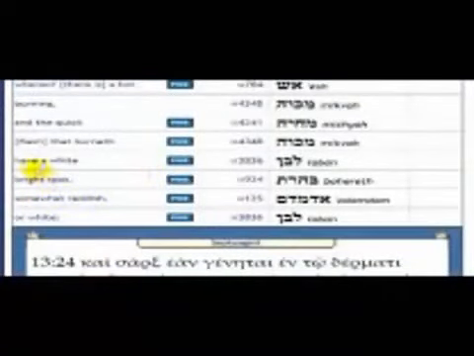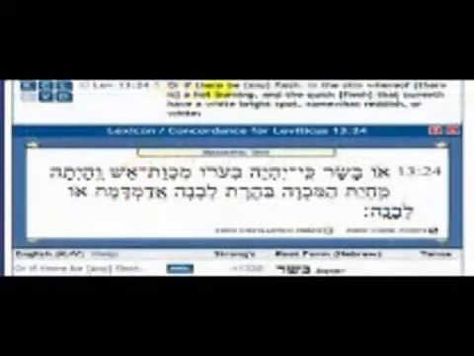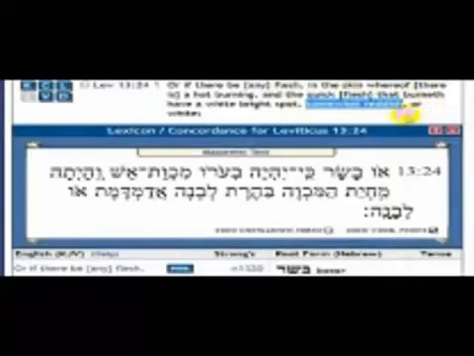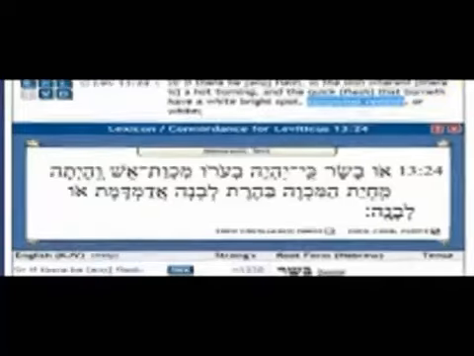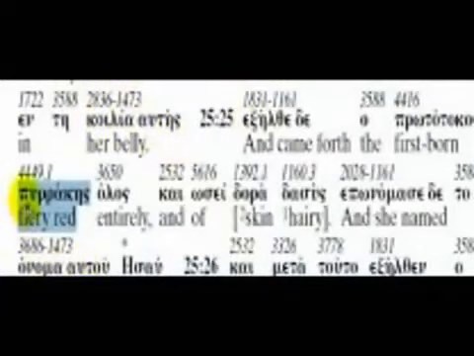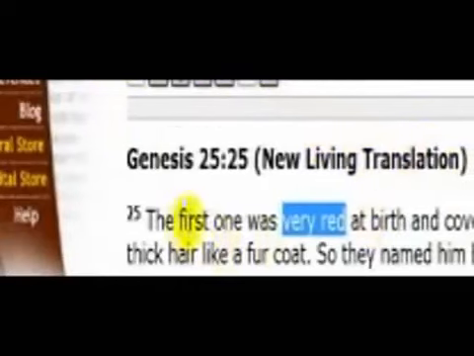Let me show you that over here real quick. I'll read that again. Or if there be any flesh in the skin whereof there is a hot burning, and the quick flesh that burneth, speaking about the flesh, have a white bright spot, somewhat reddish or white. So this lets you know that this is also used to denote skin color as far as red is concerned, red blood, just like we already showed you for Esau, pudakes, fiery red, in Genesis 25:25 in the Septuagint. And in the New Living Translation, the first one was very red at birth and covered with thick hair like a fur coat.